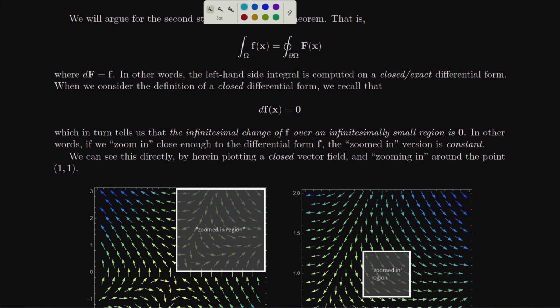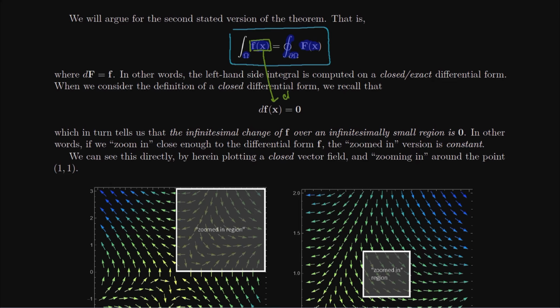So we're going to try to argue why this second statement of the generalized Stokes theorem should be true. Why should the integral of a differential form over a domain be equal to the integral over the boundary of its primitive? Well, we're first going to recognize that it only makes sense if that is a closed differential form, because closed will ensure that our primitive exists.